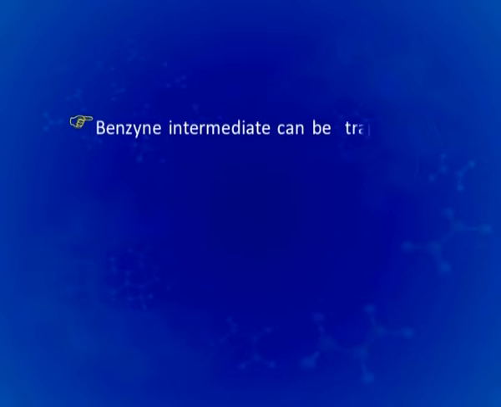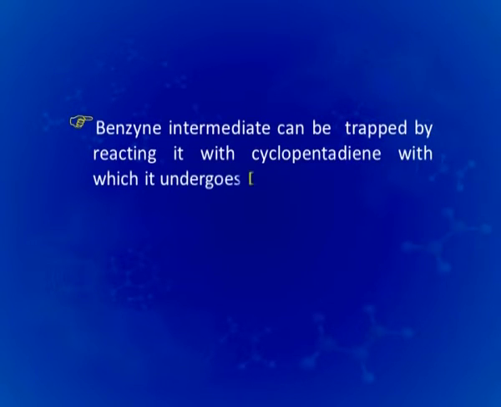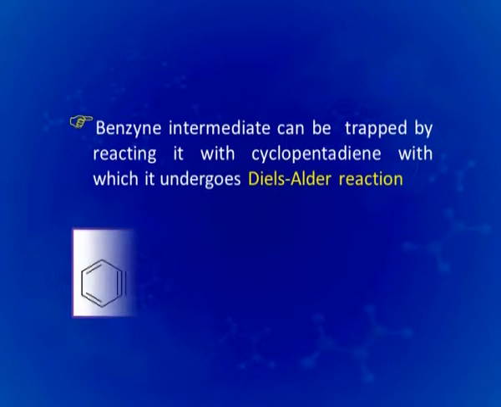We shall take an example here. Benzyne is an intermediate, and benzyne is actually an unstable intermediate. We have discussed this already. Because of the triple bond present in benzyne, it is very unstable. So, the way to identify this intermediate is by trapping, and it is trapped by reacting it with cyclopentadiene, with which it undergoes Diels-Alder reaction.